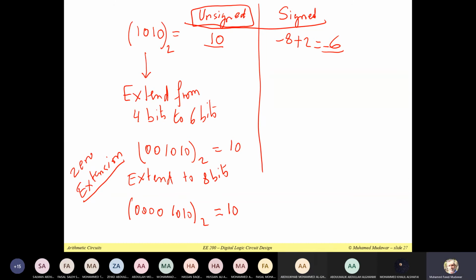If the number is signed, how do I extend it from 4 bits to 6 bits? Now the most significant bit should be 1. So what should be the number, with 6 bits or 8? Yes, 6 bits. What should be the number in 6 bits? I would like to extend this to 6 bits. But now my number is signed.